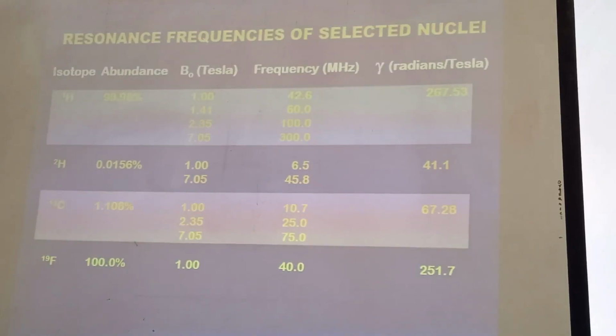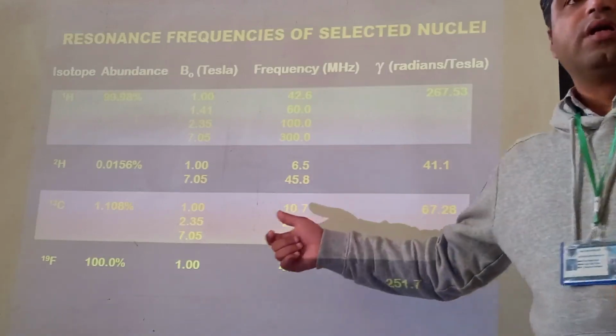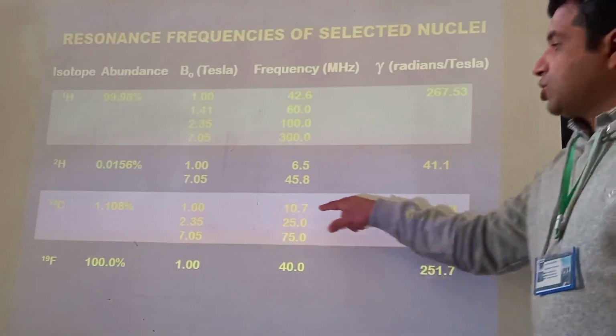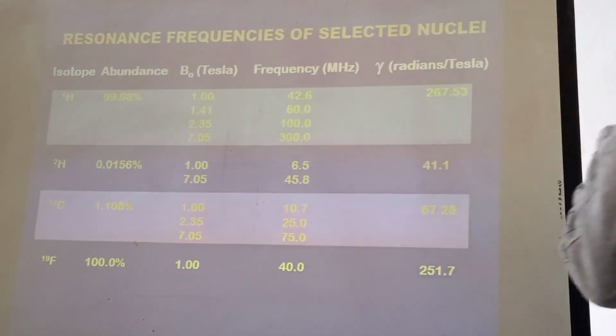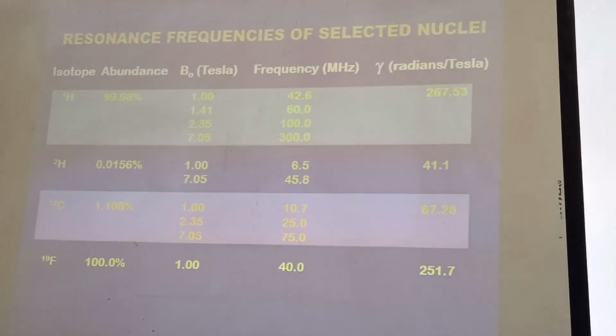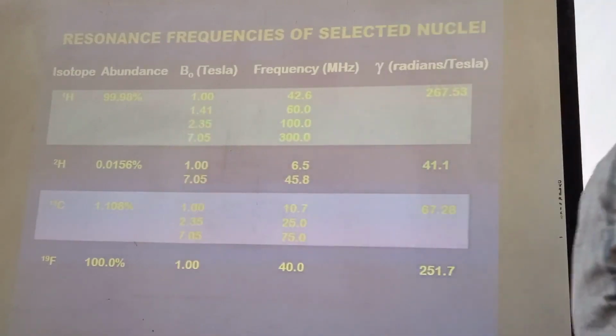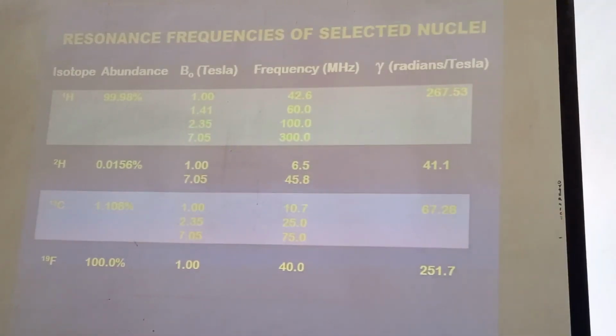At 10.7 megahertz, this will show you — if you tune your radio frequency transmitter at 10.7 megahertz, you will see carbon. If you tune your radio frequency transmitter at 6.5 megahertz, you will see deuterium, and so on. तो ये तो आपने डिसाइड करना है कि आपने क्या चीज देखी.